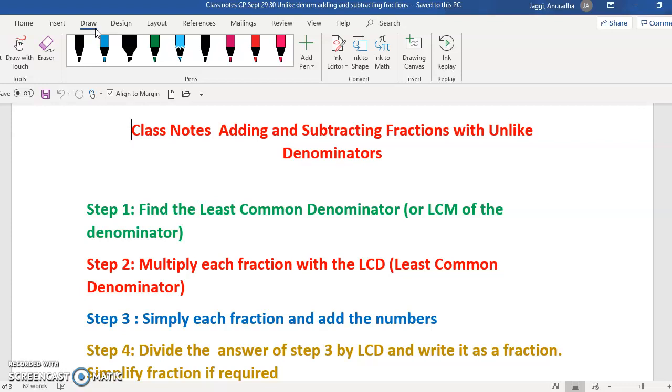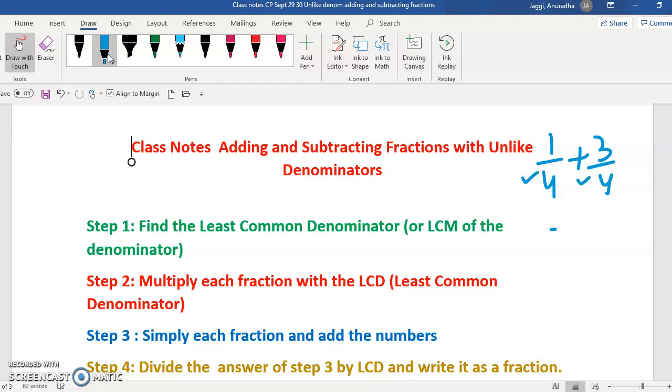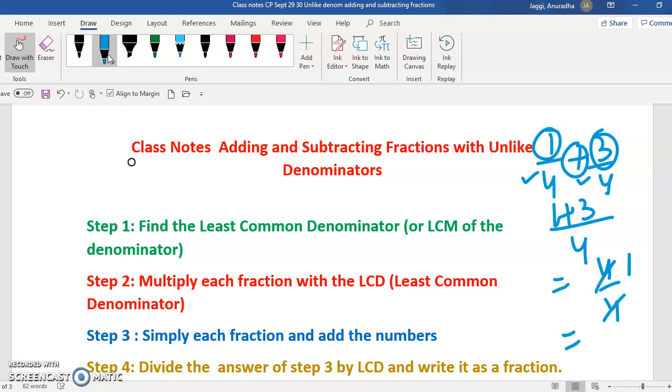Say you have 1 by 4 and you add it to 3 by 4. Like denominators means the denominators are equal. So what we did was we put it under one roof, and then whatever the numerator is asking you to do, 1 plus 3, that becomes 4 by 4. Then you simplify the fraction and it becomes 1 over 1. The answer is 1. So this is how we did the like denominators.